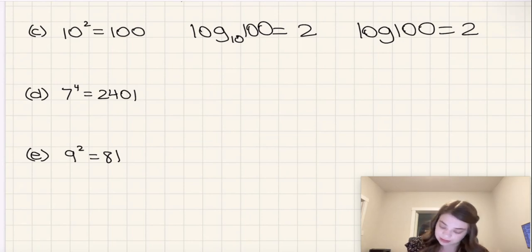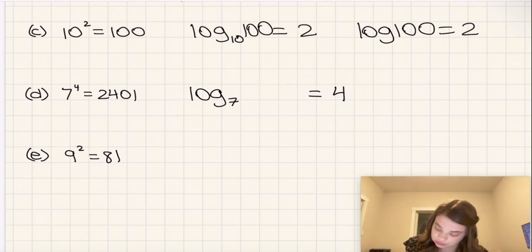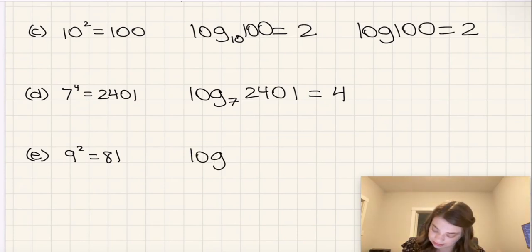Okay, next one. Log with our base 7 to the power of 4, so 4 is the answer. The answer in logarithmic form is the exponent, is going to be 2401. There we go. And last but not least, log with a base 9 to the power of the answer, which is 2, is equal to 81. And there we have it.